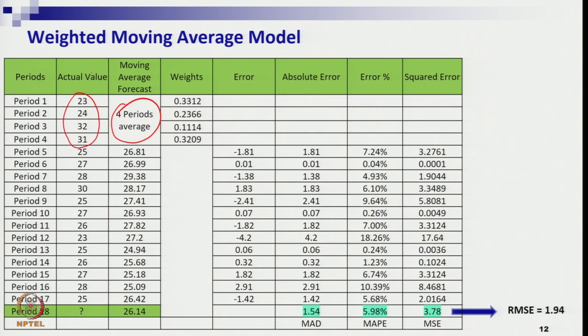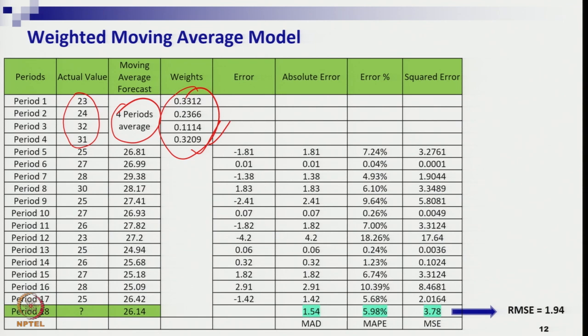Now if you take a 4-period moving average here, you are not giving 20% weightage to each of the 4 data points. You are giving these weightages. You might ask, sir, where did you get these weights from? We have optimized them. I optimized these weights, and I will show you in Excel. Based on this data pattern, this is the best combination of weights. You are giving 32% weightage to the fourth, immediate period.